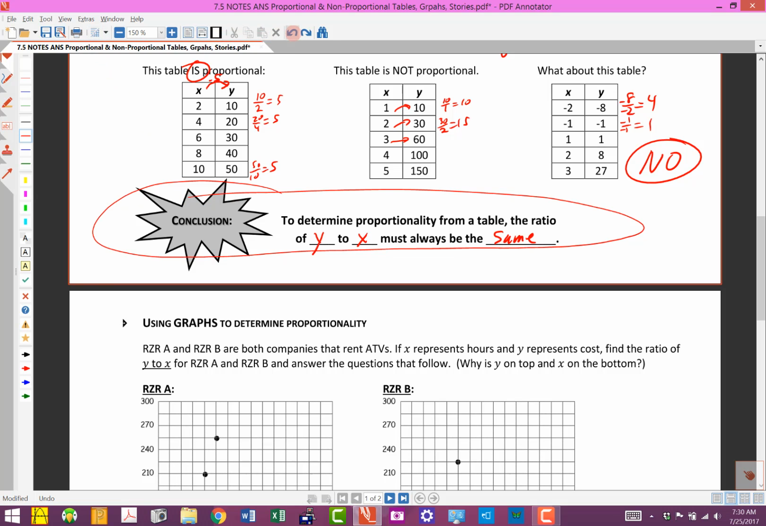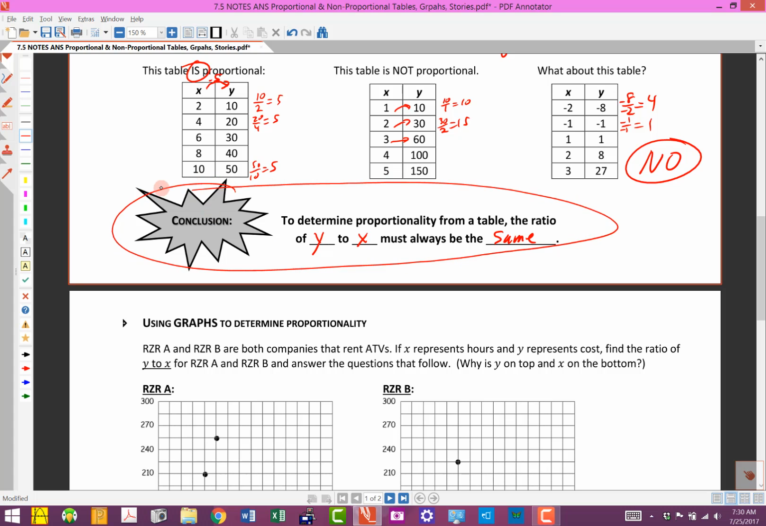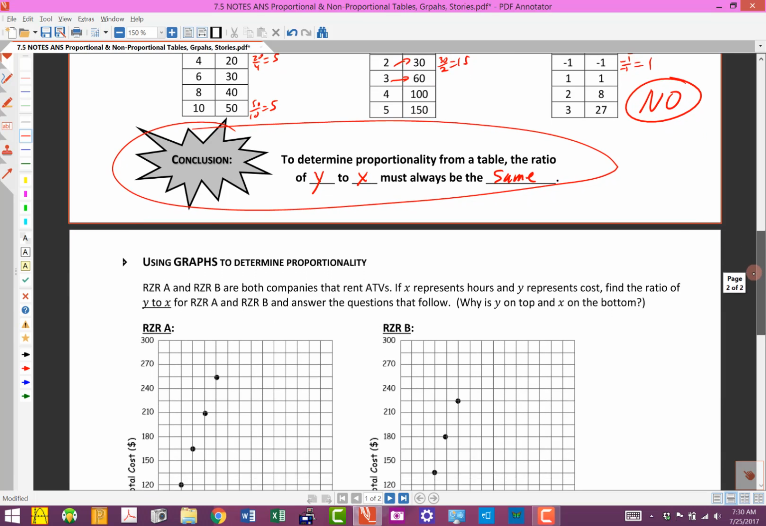That really is the big idea: knowing that if you're going to determine proportionality from a table, the ratio of the y over the x has to be the same on every single one of them. Okay, so if we went through the first four and we got, say, 4s for the unit rate or the ratio on each one of these, and then the last one was a 5 or a 2 or a -3 or something like that, it would be a no. It's got to be the same for every single one of them.